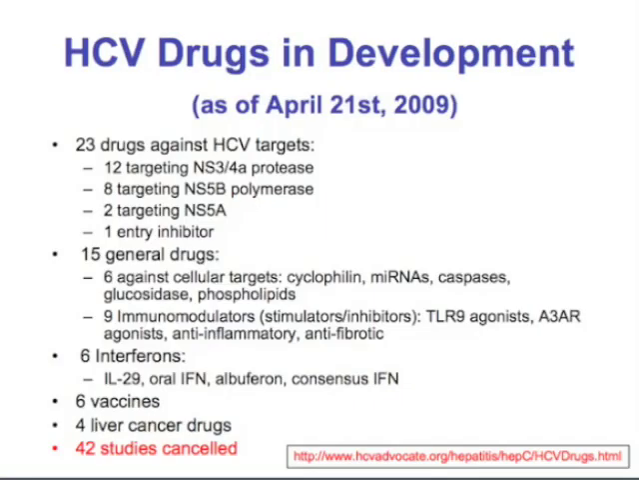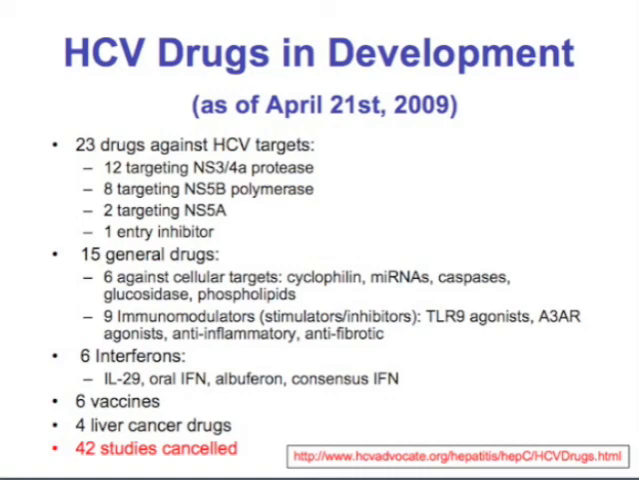So I actually did this on April 21st, before I realized it was HCV's birthday. But these are, as of a few weeks ago, the number of drugs in development against HCV. By far the biggest class of drugs are those targeting the virus life cycle. The most popular one is the NS3/4A protease, because if you block this enzyme, you can block virus replication, since the activity of this enzyme is absolutely required for virus replication.